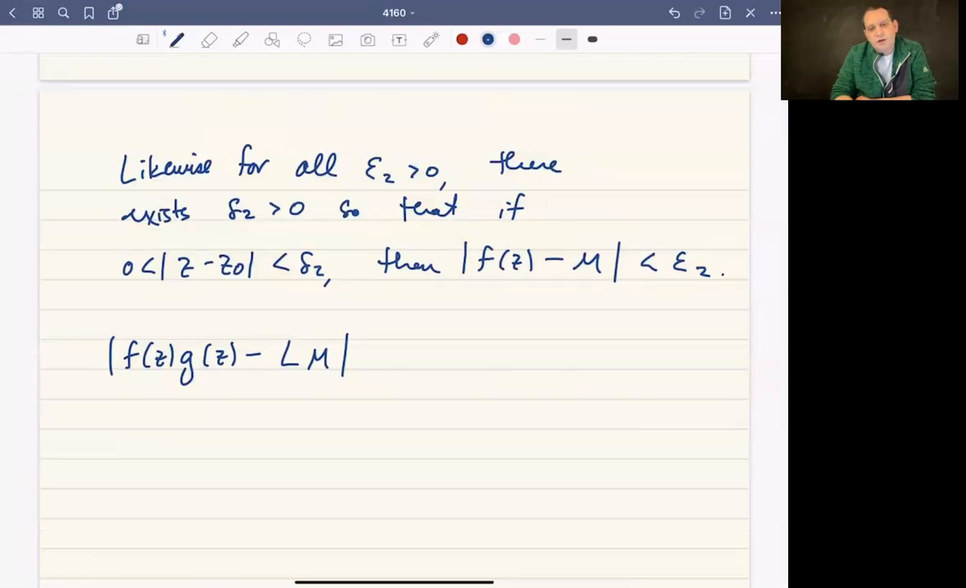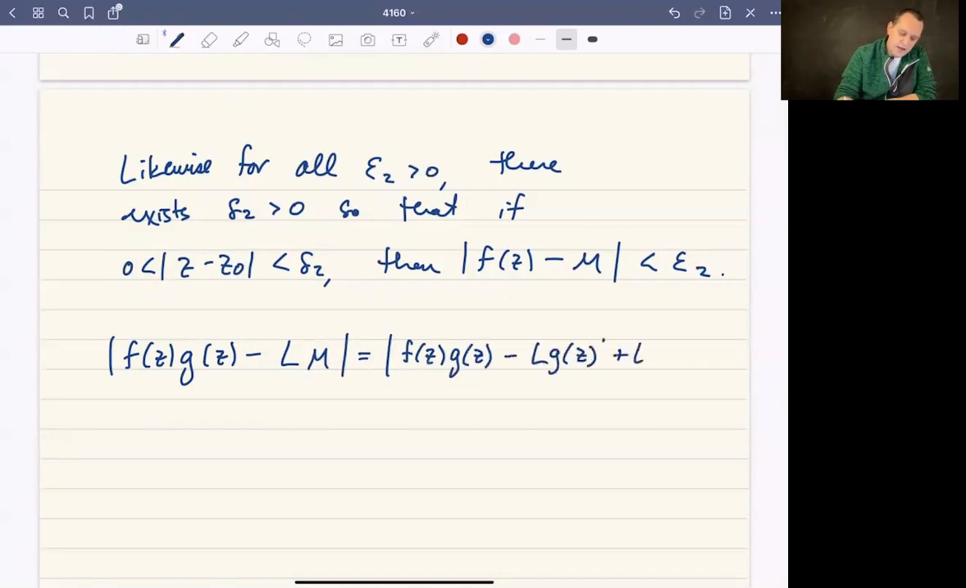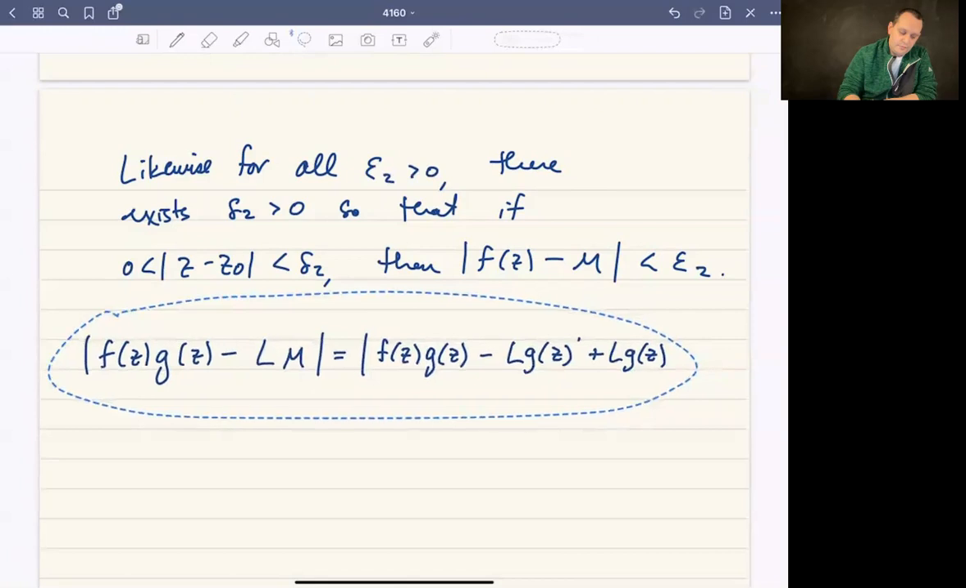So what I want to do is think about how we can massage this f times g minus Lm into something that we know. And what we're going to do is the often overlooked trick of adding 0. So I'm going to take f of z times g of z, subtract L times g of z, add back L times g, and then finally subtract Lm again.